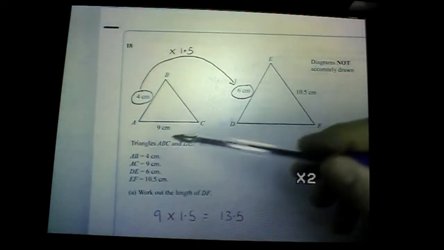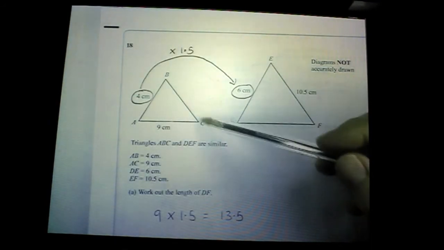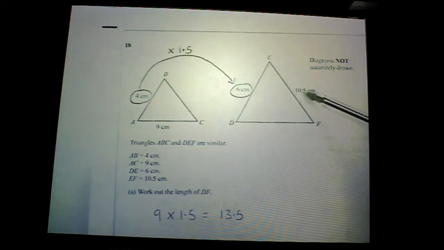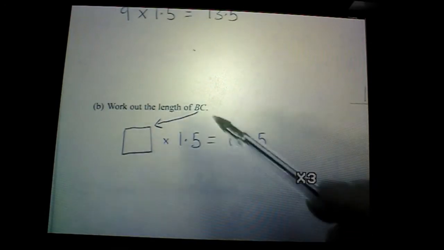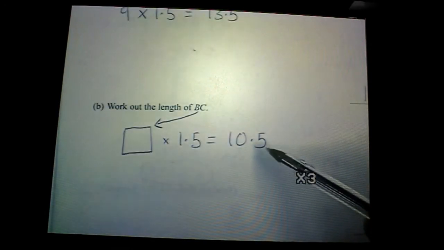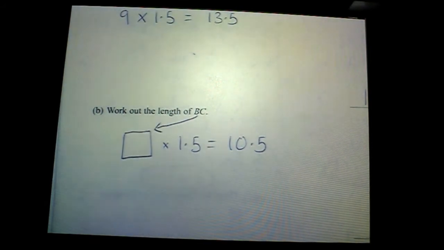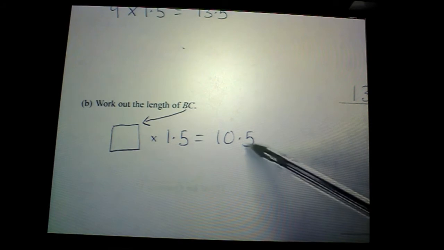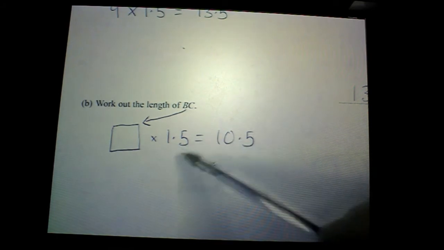Right, so BC is here. So you've got something times 1.5 gives you 10.5. And what I've done here is actually written it out like that. So that's the length of BC we're trying to find out. Times by 1.5 equals 10.5, because that's the length of EF at the top. I just did a bit of trial and error in my head with this because I don't like doing 10.5 divided by 1.5. You could do, but I don't like it.